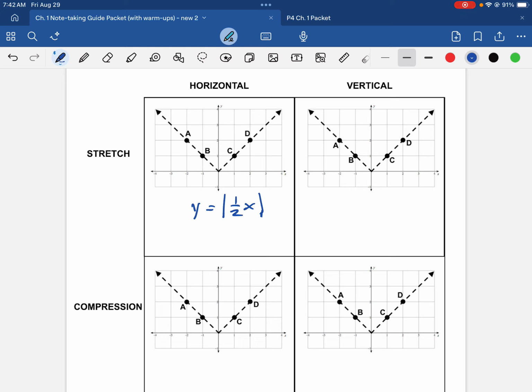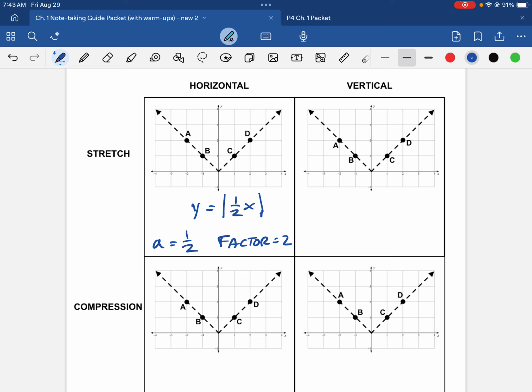And the way I remember this, the horizontal changes are going to happen when the a value is touching the x. The x-axis is the horizontal axis, right? So if the 1/2 is touching the x, then you've got a horizontal change. If the 1/2 is on the outside of the absolute value, then it would be vertical. Okay, so it's based on the placement. So here the a value is 1/2. The factor, when we're doing horizontal changes, is going to be the reciprocal, so the factor here would be 2.